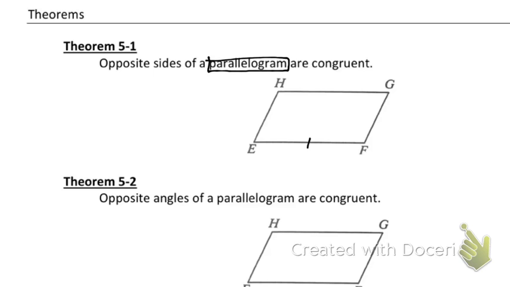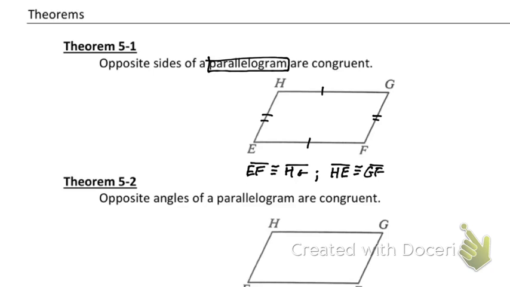So then I can make my little tick marks. I can say EF is congruent to HG. So we can say down below, that would mean that EF is congruent to HG. And we can also say that HE is congruent to GF. But we must know it's a parallelogram first. We must know it's a parallelogram first.